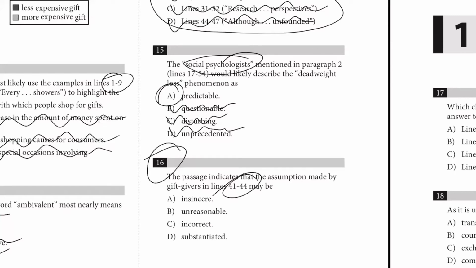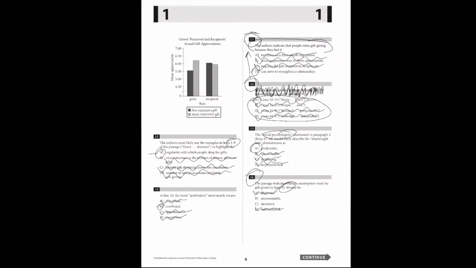All right. So we know for a fact that's not A and D, right? It's not insincere, nor is it substantiated. Those are very inappropriate answer choices. So we're left with unreasonable and incorrect. Okay, interesting. Let's debunk this.